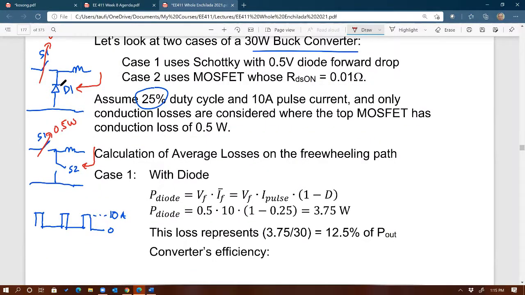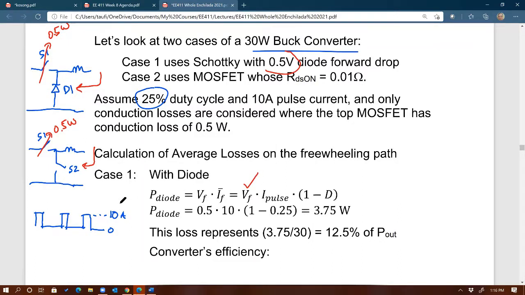All right, case number 1 with diode. So P diode, the loss on this diode, you can see that I'm ignoring the AC component. Remember earlier when we talked about forward loss of the diode, there's actually a second term, which is the AC component. I'm going to ignore that. I'm just going to do the DC component only. So the loss on this diode, D1, is VF times IF, and VF is 0.5 right there. And IF is going to be the average current through the diode.